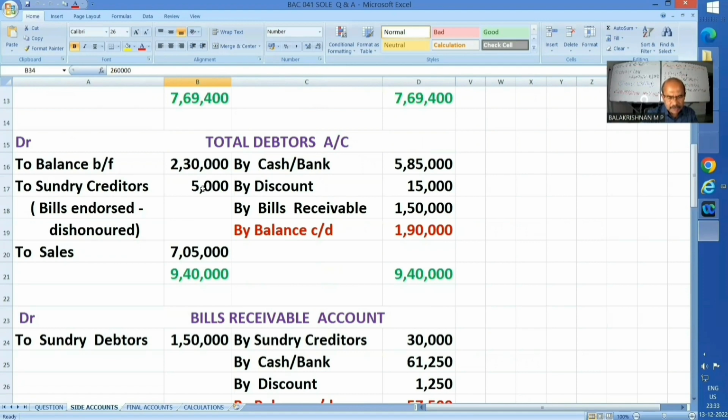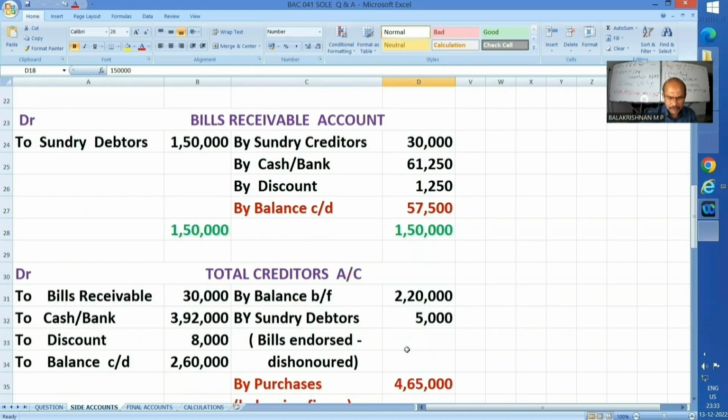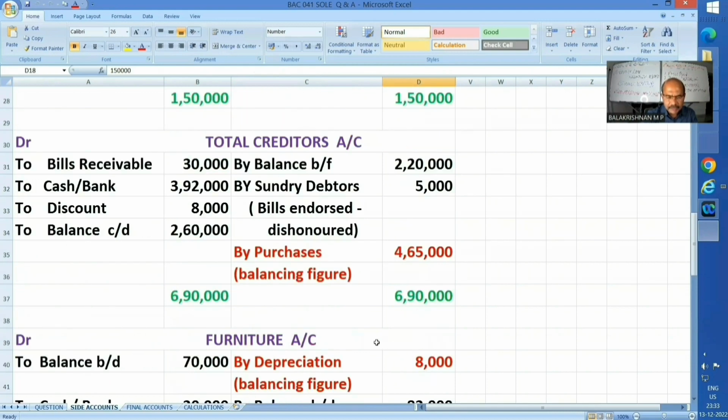This is explained, this is explained, now this also explained. There is a gap, 1,90,000. That is the closing balance. The missing figure, we have got it. Okay. And what about the bills receivable account? This has been explained. These two have got the closing balance 57,500.